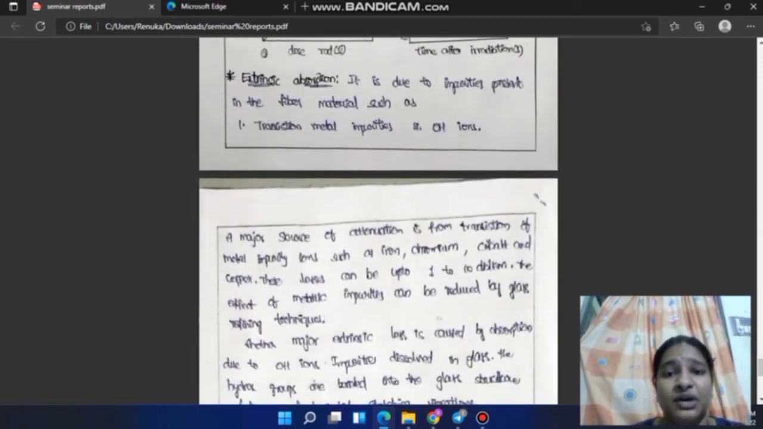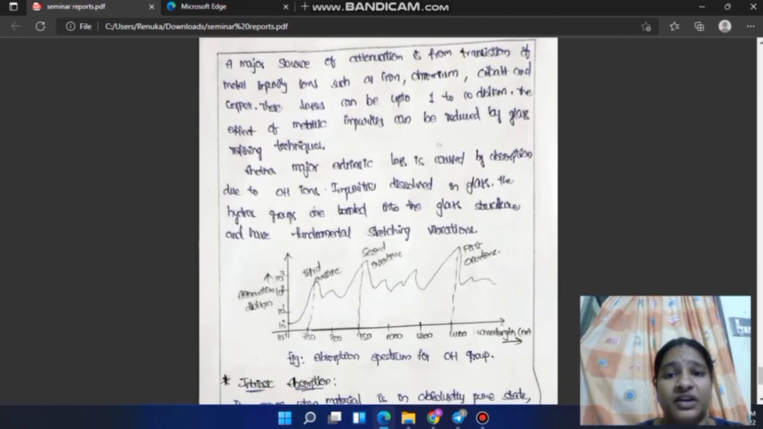Extrinsic absorption is due to impurities present in the fiber material, such as transition metal impurities and OH ions. A major source of attenuation is from transition metal impurity ions such as iron, chromium, cobalt, and copper. These losses can be up to 1 to 10 dB per km. The effect of metallic impurities can be reduced by glass refining techniques.